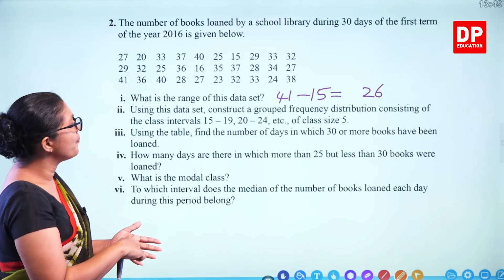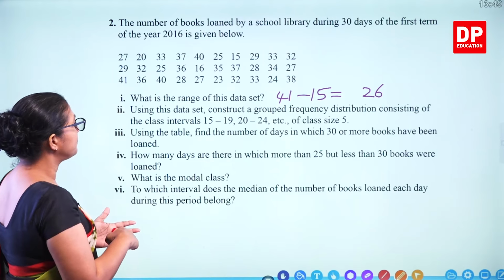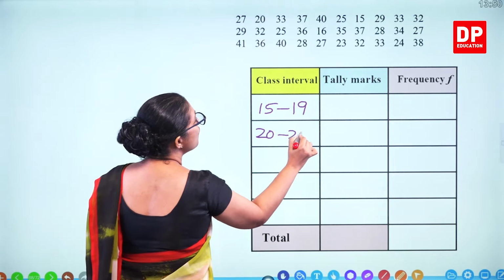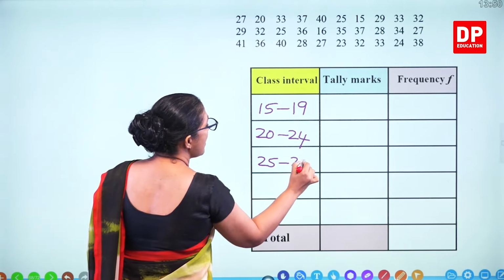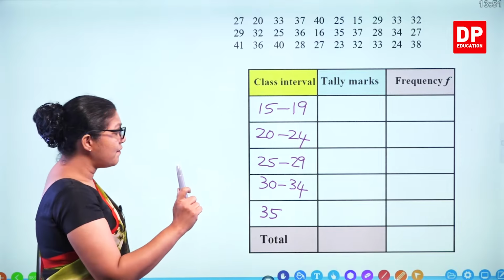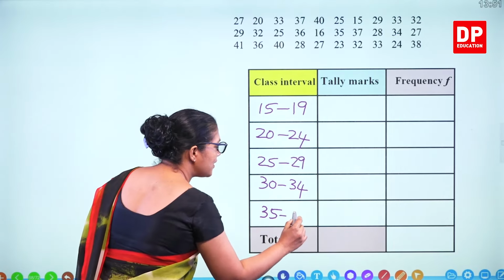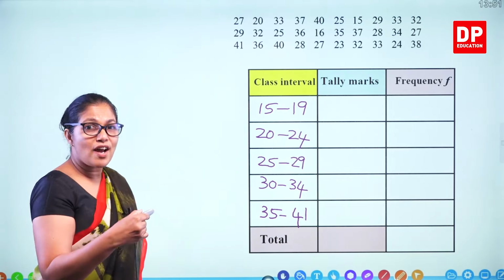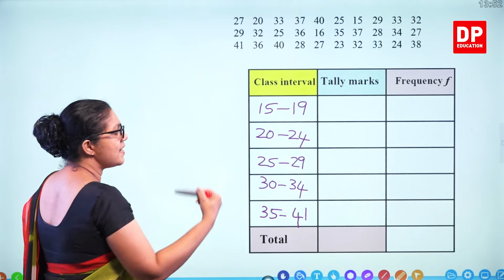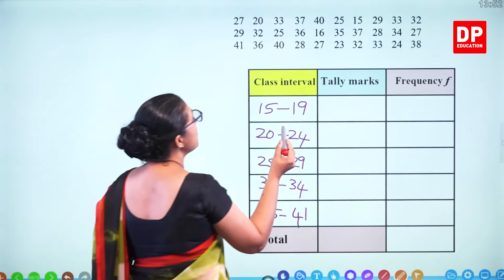Using this data set, construct a group frequency distribution consisting of the class intervals 15 to 19, 20 to 24, so of class size 5. So starting from 15 to 19, 20 to 24, 25 to 29, 30 to 34. Then 35 to, if the size is 5, this should be 39. But we have 41, so we'll put only for this one. This is 41. Otherwise, you have to create another interval, that's 40 to 44. So we'll put it here and see the tally marks.